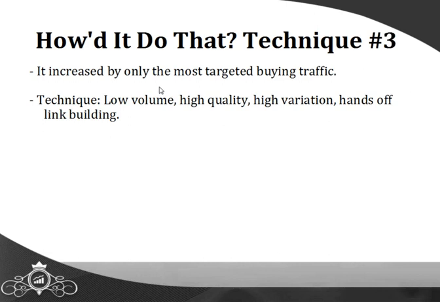What I mean is something specific by each of those terms. Low volume, I mean not a large number of links. Remember, you don't need many links to rank anymore. High quality, meaning the links all came from websites that Google already thought to be very highly targeted. Third, high variation, so links coming from different websites, not all from the same site. And 4, hands-off link building.